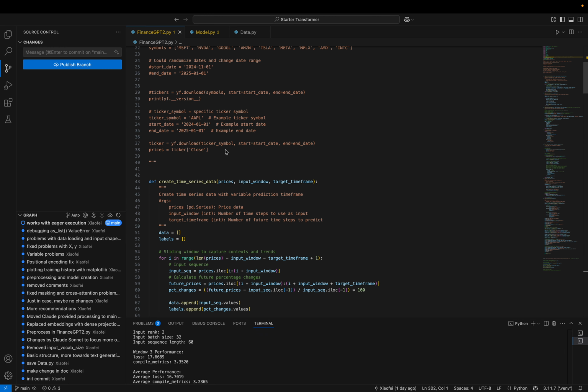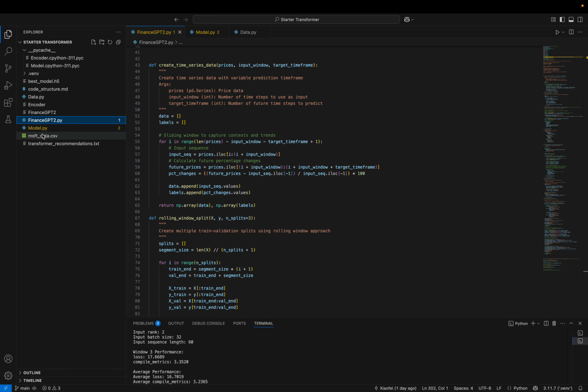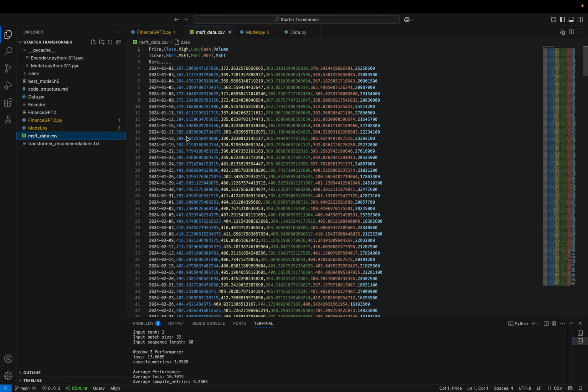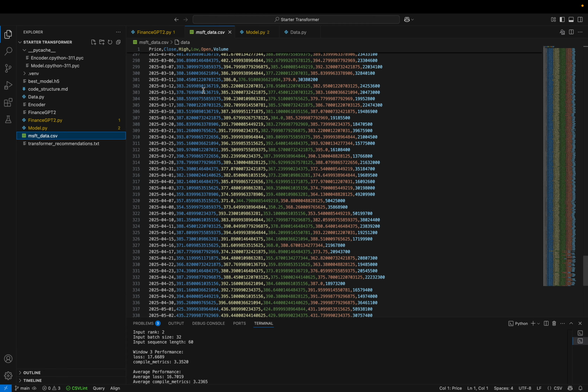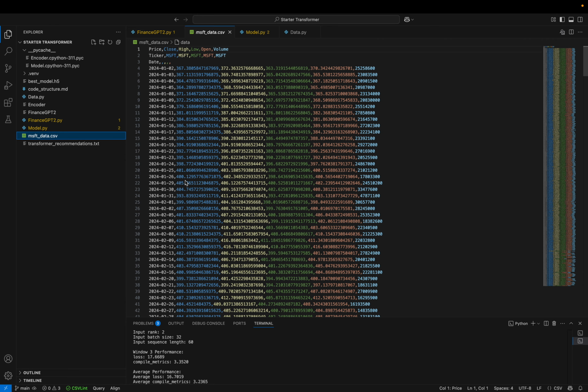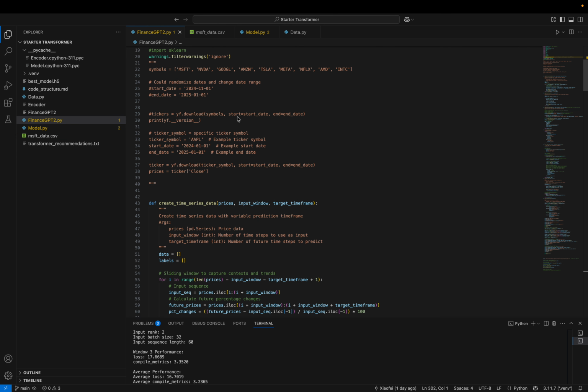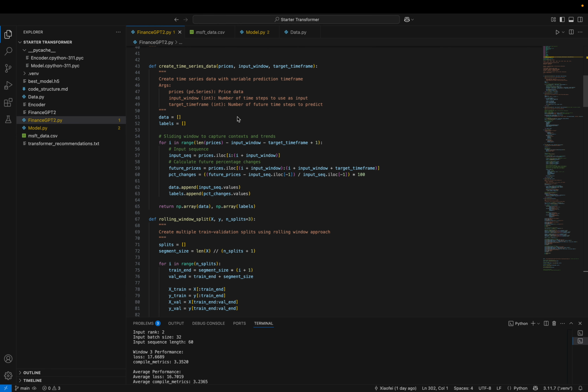For the data pre-processing, first of all, let's see, where's my data set? I'm using this Microsoft data. It's taking the values from 2024 to May 5th, 2025. And it has the closing price, the high price, low price, the open, and the volume. But right now I'm only using closing price.